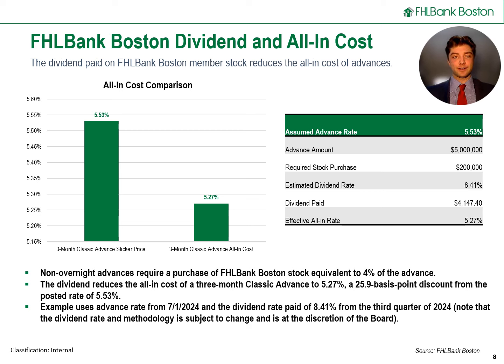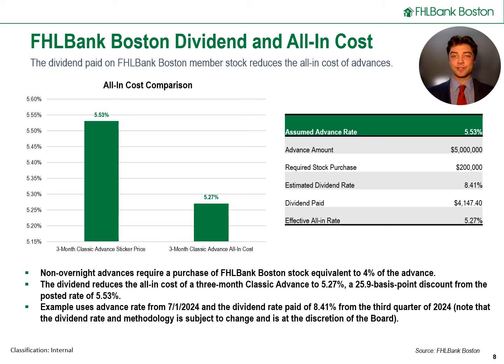While you need to worry about the hidden but higher marginal cost when thinking about offering a deposit special, with FHLBank Boston advances, you get the benefit of an all-in cost that is lower than the sticker price. This is because non-overnight advances require a purchase of FHLBank Boston stock equivalent to 4% of the advance, and overnight advances require a 3% purchase. FHLBank Boston pays a dividend on our stock, which was 8.41% as of the third quarter of 2024.